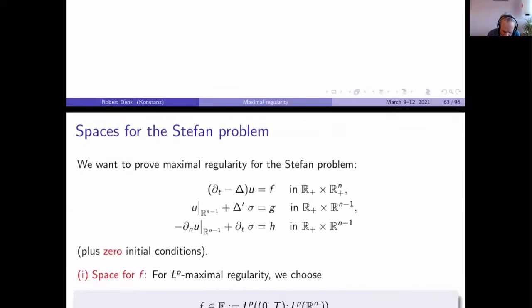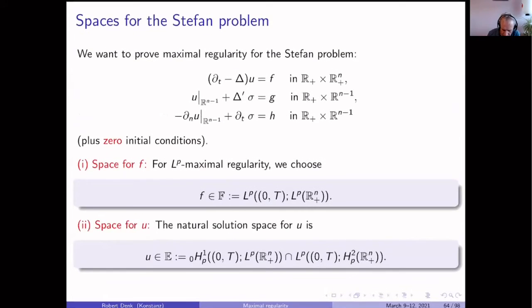Okay, so let me recall what the Stefan problem looked like. We had this form of equation here. So we had the heat equation in the interior, so not Stokes, but heat. But then we had two boundary conditions. This is already the linearized model, the linearized problem in the model problem situation. So this is in the half space.